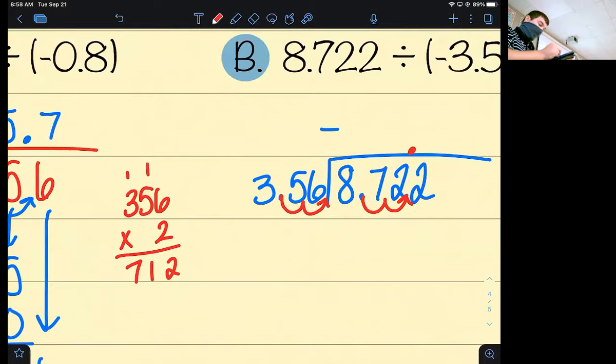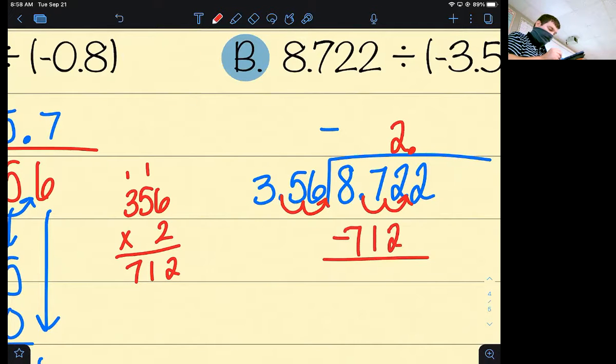So I'm going to put the 2 right above the other 2 because it didn't go into 8 and it didn't go into 87. I went into 872. So it's got to go above that 2. Subtract away the 712. What's 2 minus 2? 7 minus 1. And 8 minus 7. Okay. Drop down the 2.